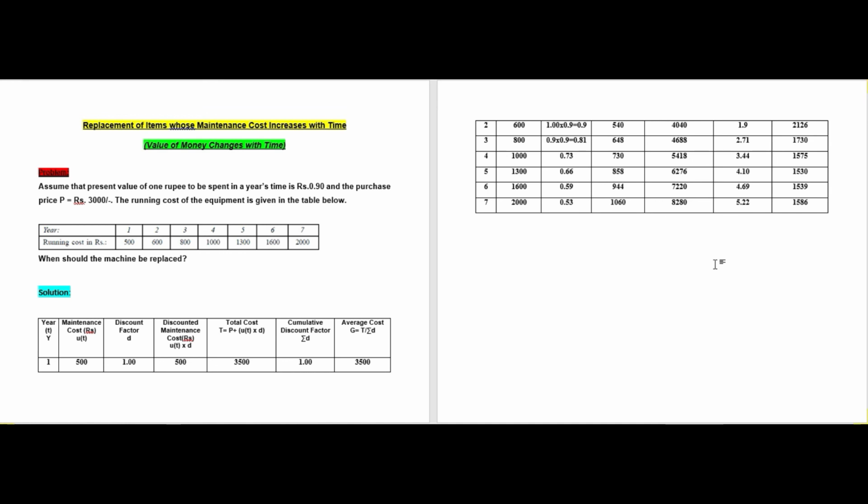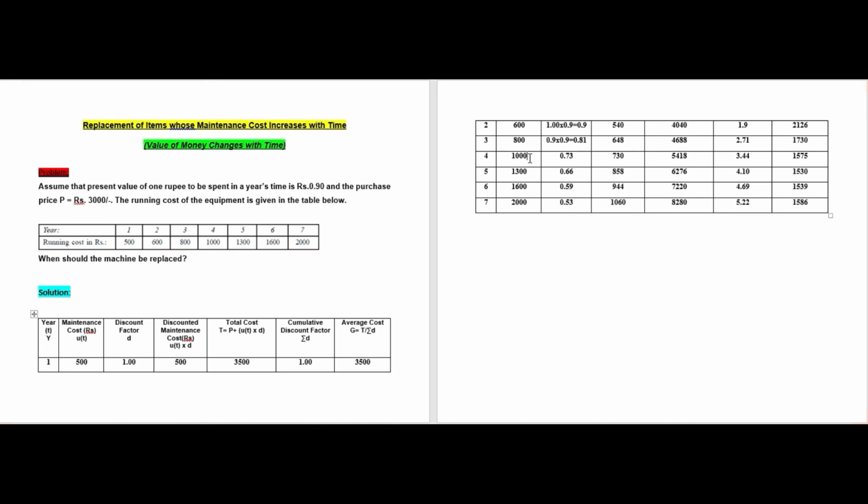We have to come to a small conclusion on when the machine has to be replaced. So take these two columns, maintenance cost and average cost, and look at them. In the first year the maintenance cost is 500 and the average cost is 3500, so the average cost is more than the maintenance cost. We have to see the pattern for the entire duration. For the second year also the maintenance cost is less than the average cost, and in the third year the same nature, and the fourth year also the same nature.